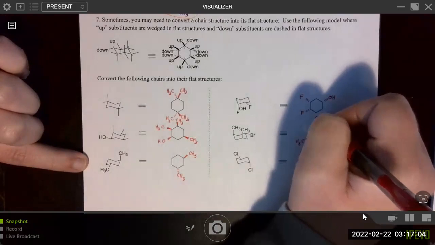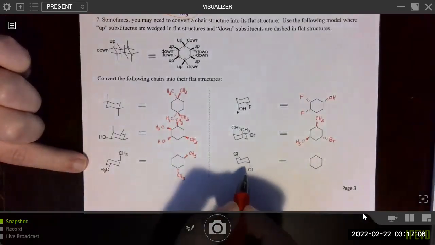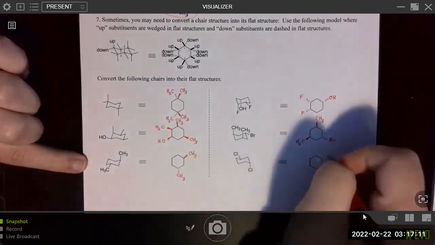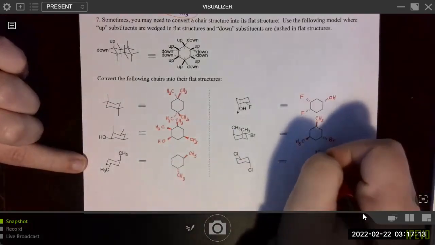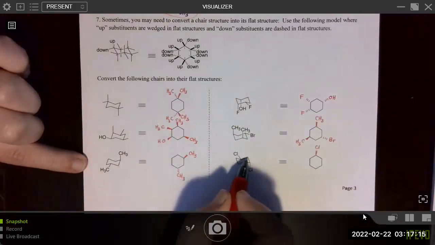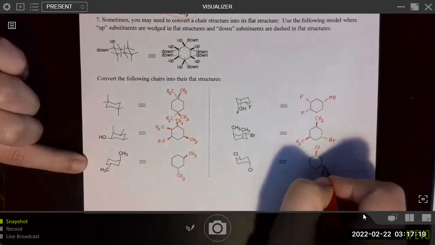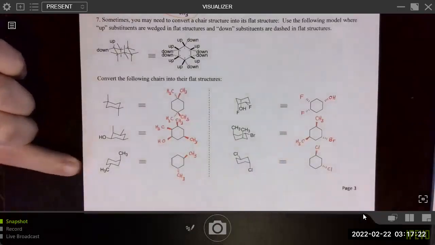And then here I have 2 chlorines. I can start anywhere. This one is up. So I'll start here. And then I skip one carbon, come down to another carbon that has a chlorine that is down.